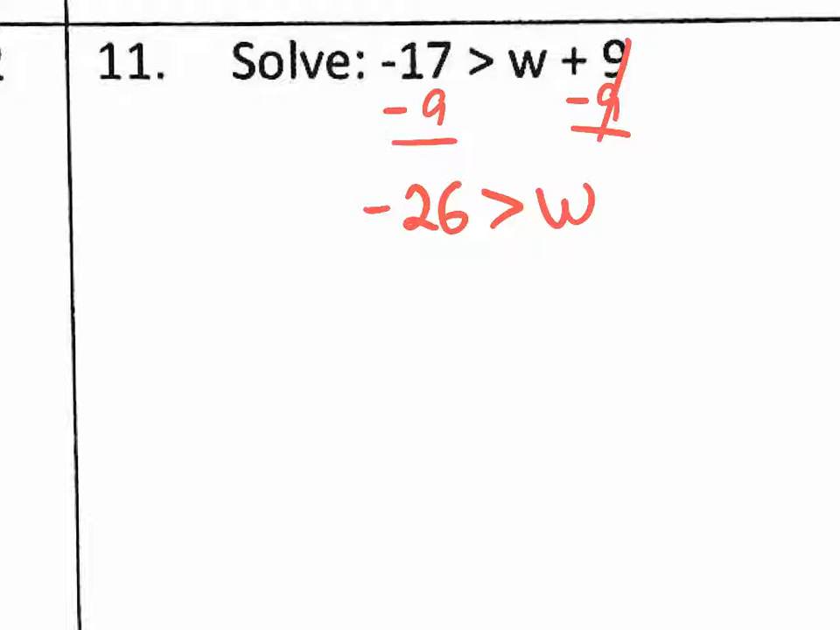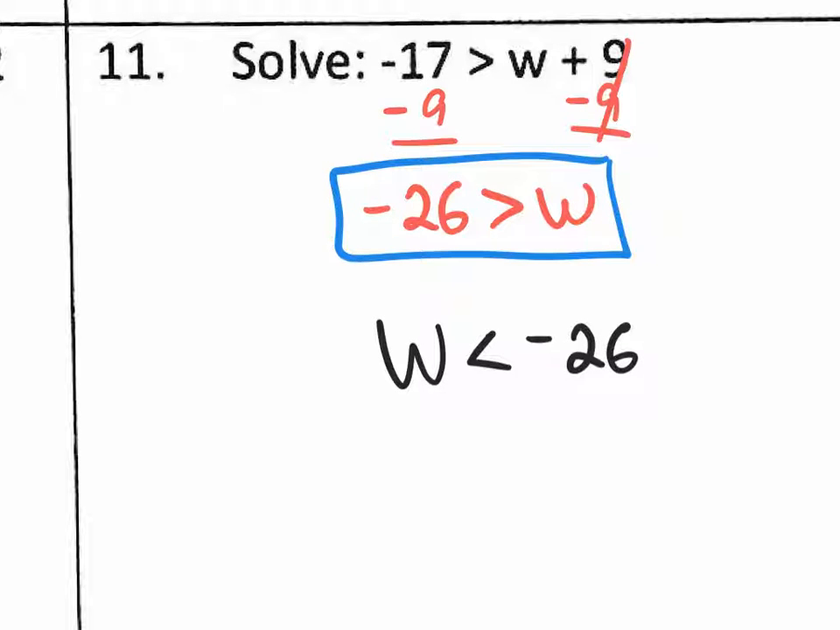You're not going to see that on your multiple choice, though. You're going to see W is less than negative 26. Okay, this is the answer, but you have to literally pick it up and switch. Put the W on this side and the 26 on that side. Now, when you switch it, since this is the answer, notice it is opening up to the negative 26. This is the correct answer. It has to continue opening up to the negative 26.